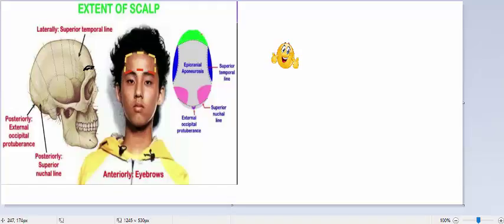So from the supraciliary arches it goes posteriorly, and posteriorly it extends up to the superior nuchal lines. You can see here the superior nuchal lines, and here it extends up to the external occipital protuberance. So this is the extent of the scalp on both sides. So this area is called the scalp. This scalp has different layers.